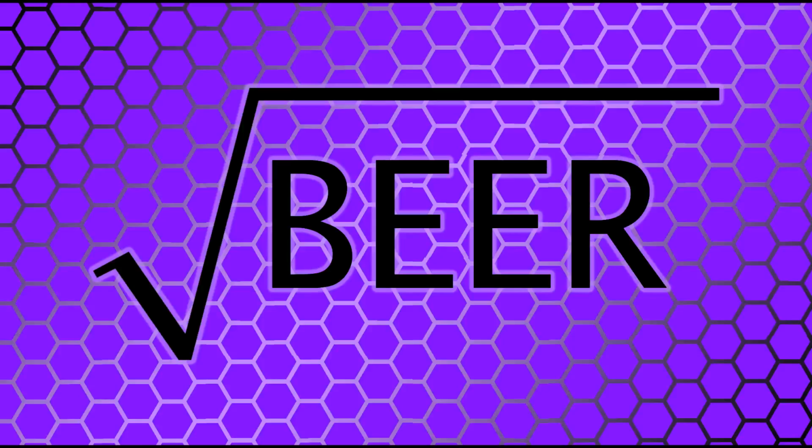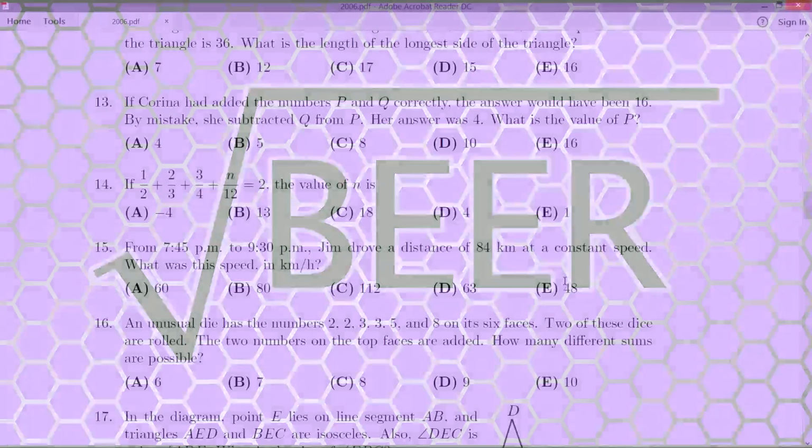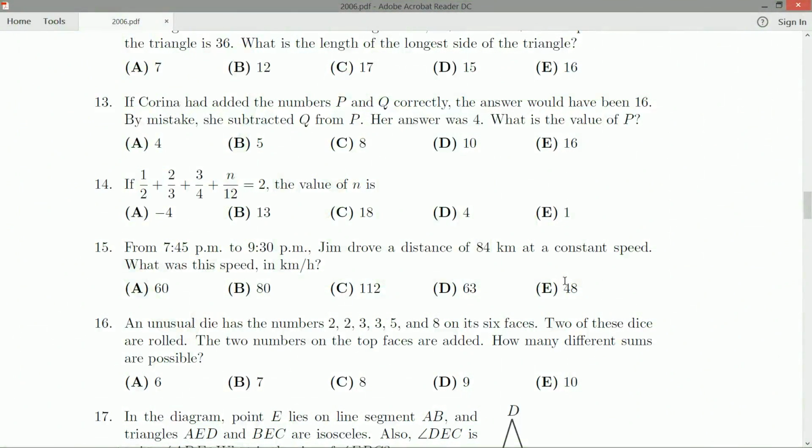Hello everybody and welcome back to question number 15 on the 2006 Pascal paper. Question 15 reads as follows. From 7:45 p.m. to 9:30 p.m., Jim drove a distance of 84 kilometers at a constant speed. What was this speed in kilometers per hour?